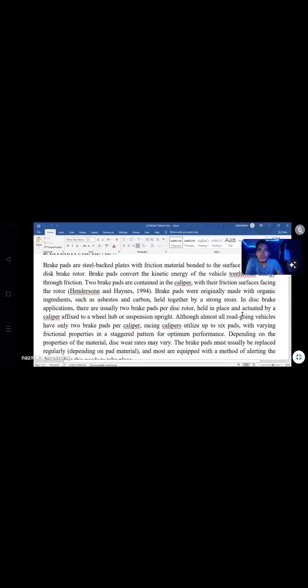Although all road-going vehicles have only two brake pads per caliper, racing calipers utilize up to six pads, with varying frictional properties in a staggered pattern for optimal performance for car racing.